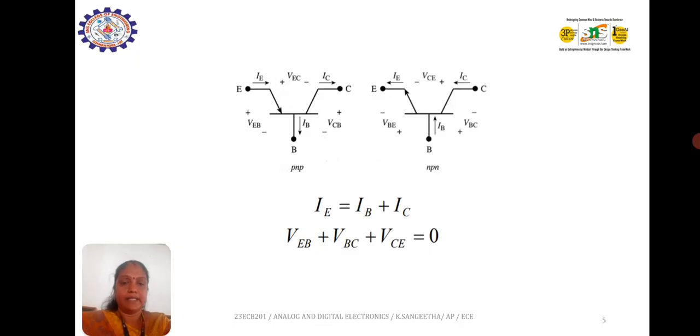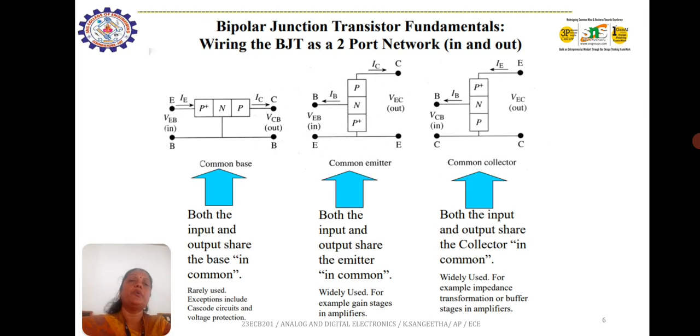So IE, that is emitter current, is equal to the sum of base current and collector current. In terms of voltage, VEB, that is the voltage between emitter and base, plus VBC, the voltage between base and collector, plus VCE, the voltage between collector and emitter, is 0. For the bipolar junction transistor, there are three configurations: common emitter, common base and common collector.